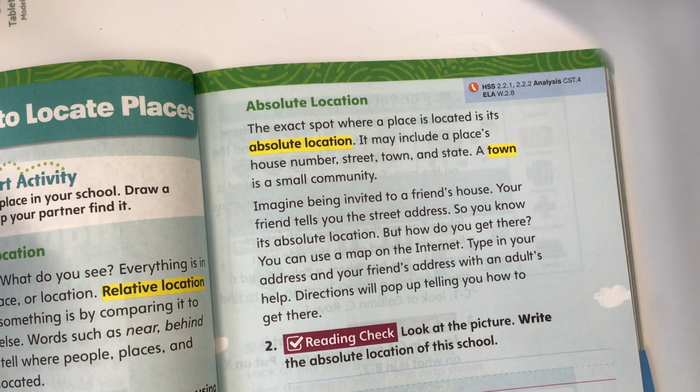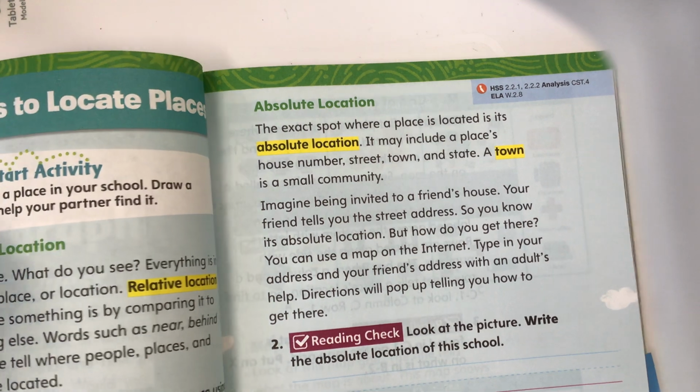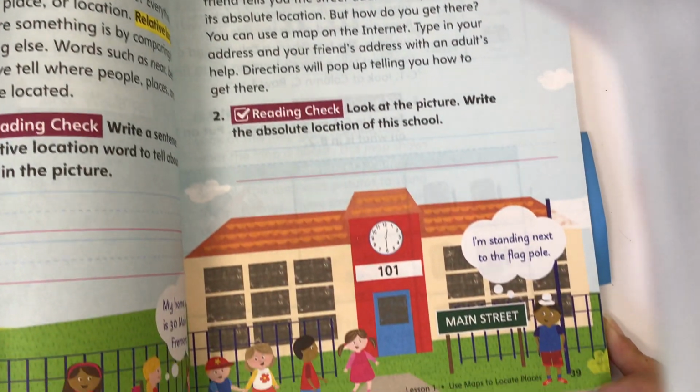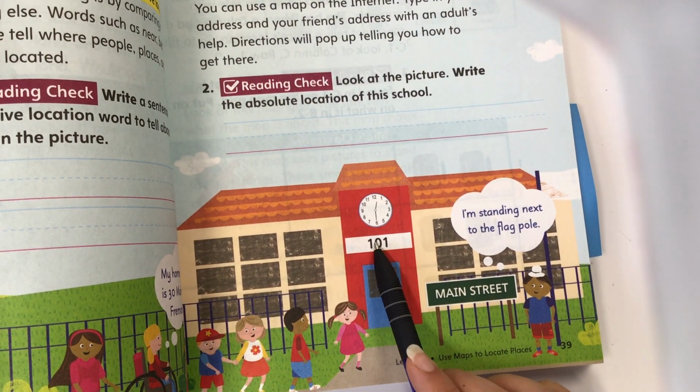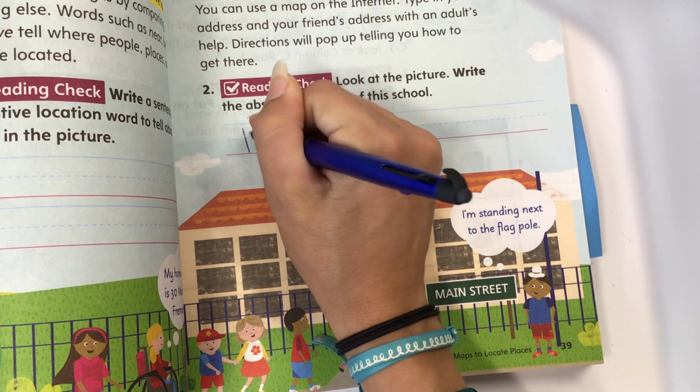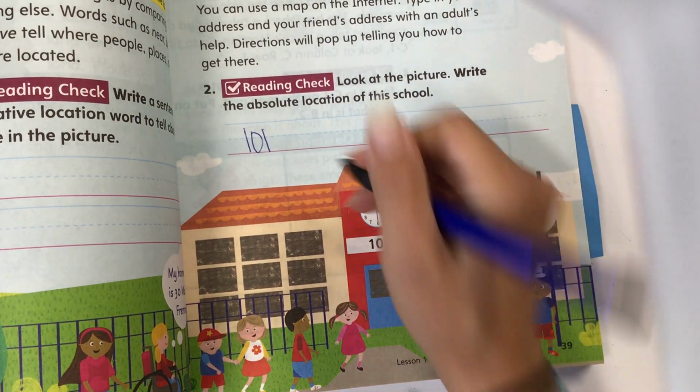Reading check. Look at the picture. What is the absolute location of this school? So if we look at this school, we can see that the address number is 101, and the street is called Main Street.